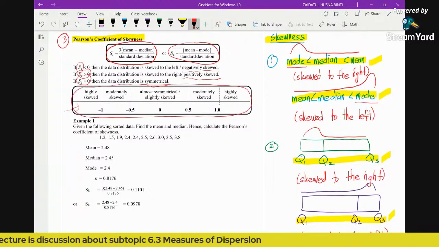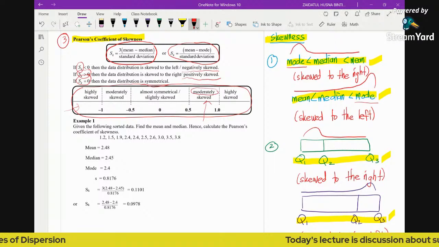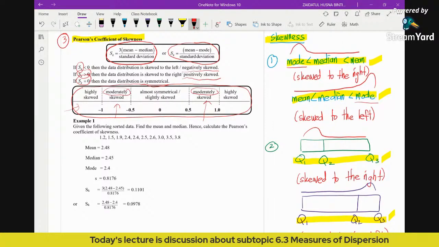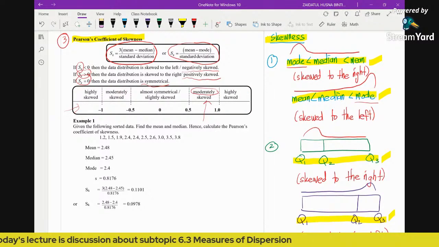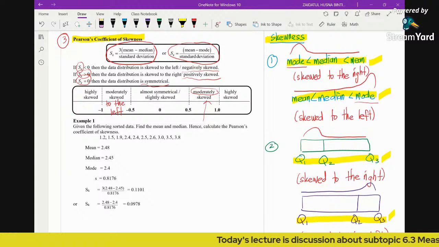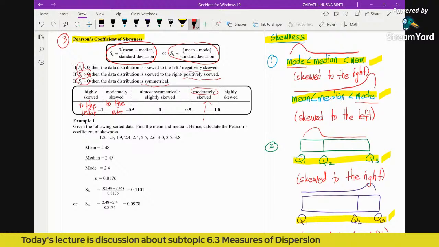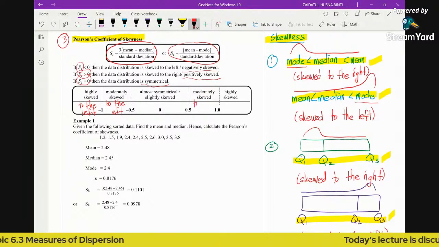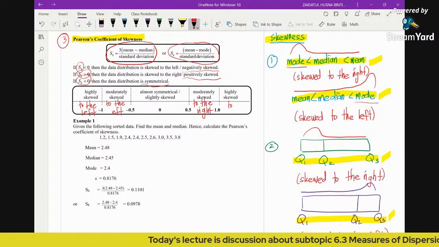If the values fall in between this range, we can say that the data is moderately skewed. If it's negative, it is moderately skewed to the left. You can add the direction here because it's negative. This one is highly skewed to the left. You need to mention the direction as well. Because it's positive here, the data is moderately skewed to the right. And this one is highly skewed to the right.